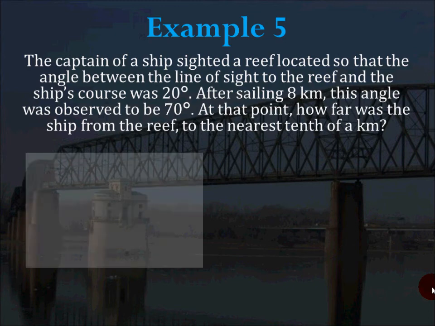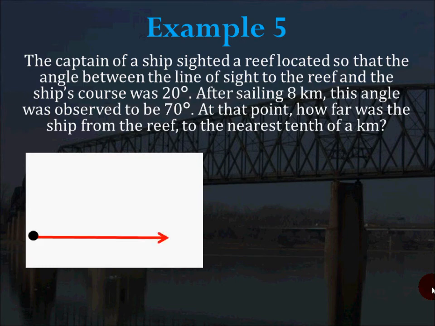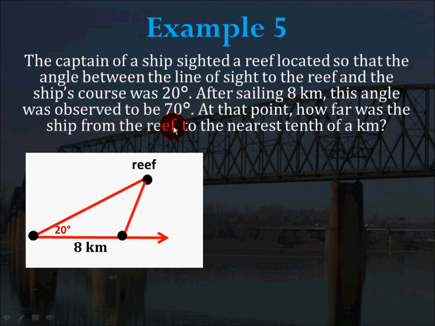Alright, let's take a look at the picture first. Nice white canvas. There's a boat. The boat is going from left to right on your screen. The boat captain spots a reef, and the angle between the line of sight to the reef and the ship's course was 20 degrees. So you draw a line from the boat to the reef, and this is a 20-degree angle. Alright, let's see if you can get the rest of the picture if you haven't already. Now, he's moved 8 kilometers. And now, he looks at the reef again at this point here, and he notices this angle is now 70 degrees. Now, you have a triangle.